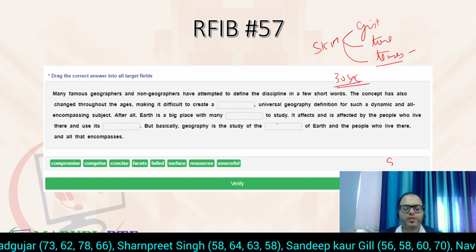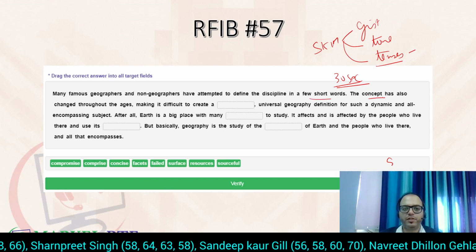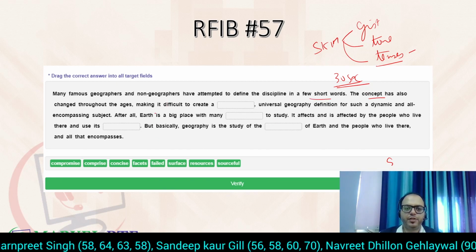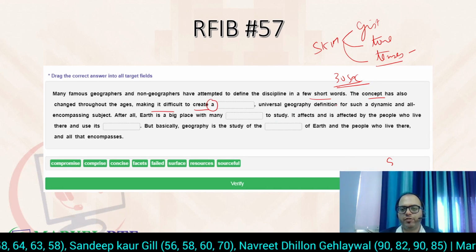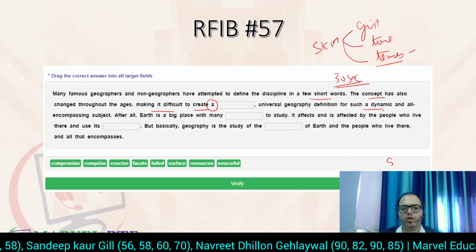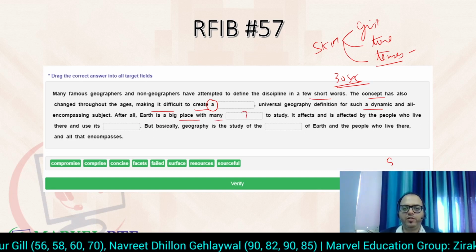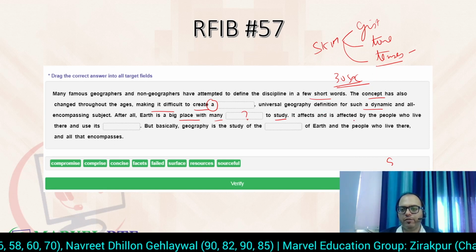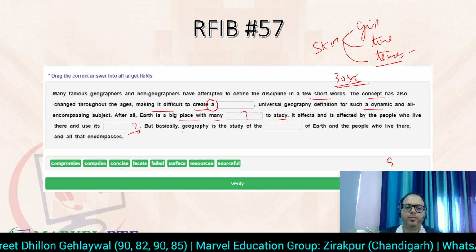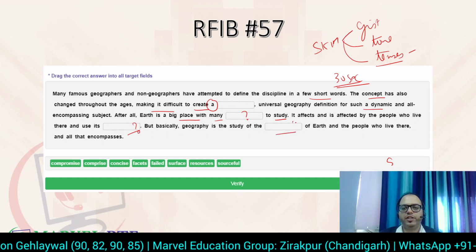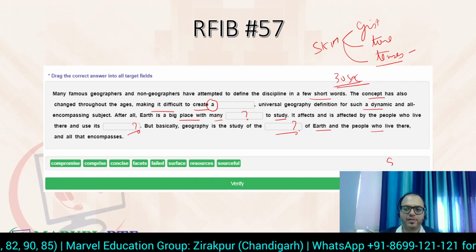Many famous geographers and non-geographers have attempted to define the discipline in a few short words. The concept has also changed throughout the ages, making it difficult to create a universal geography definition for such a dynamic and all-encompassing subject. After all, Earth is a big place with many blank to study. It affects and is affected by the people who live there and use it. But basically, geography is the study of blank of the earth and people who live and all that encompasses.